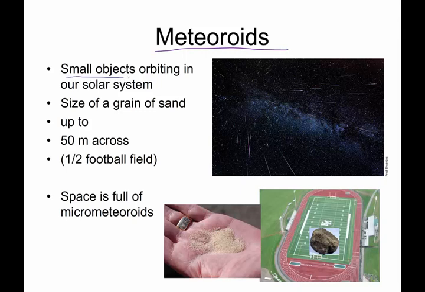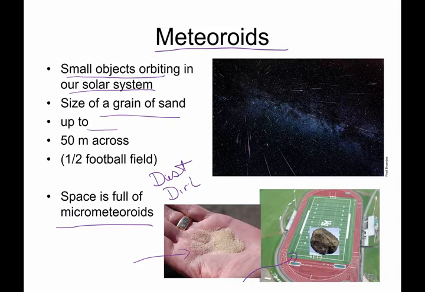Meteors are tiny little small objects that are orbiting all over in the solar system. They are smaller than asteroids. Most of them are about the size of grains of sand. The larger ones can be about half the size of a football field. But space is absolutely jam-packed with these little bits of dust. They are little grains of dust and dirt that are flying all over the place. So that's basically what a meteor is: bits of dust up to very, very small rocks.